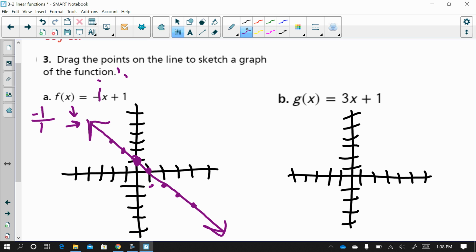Okay, so same thing. My y-intercept is 1, slope is 3, so I'm going to go up 3 over 1. 1, 2, 3. Out of room, so down 1, 2, 3, and left. And that is what your graph should look like.